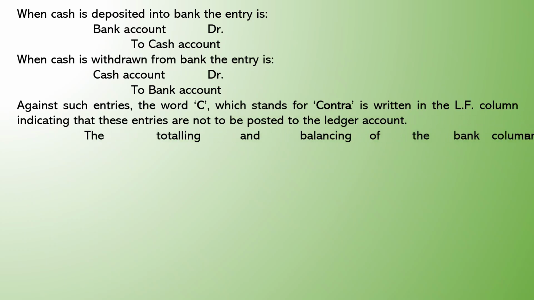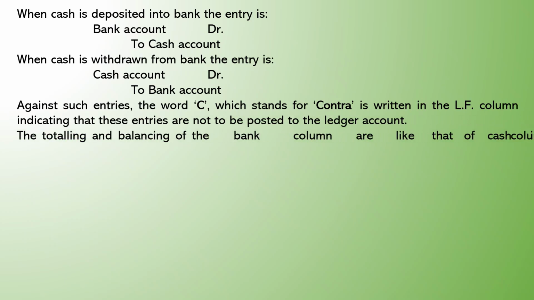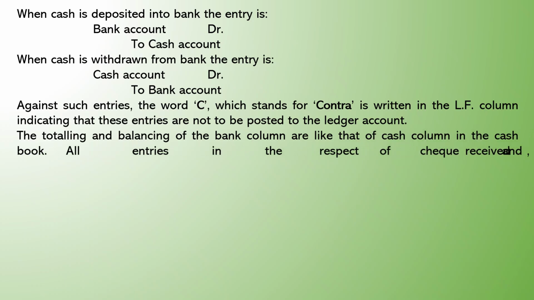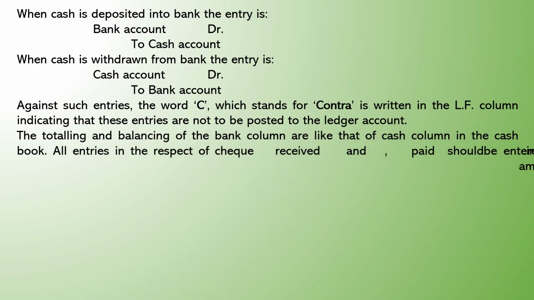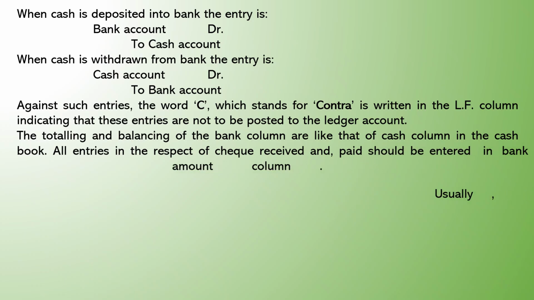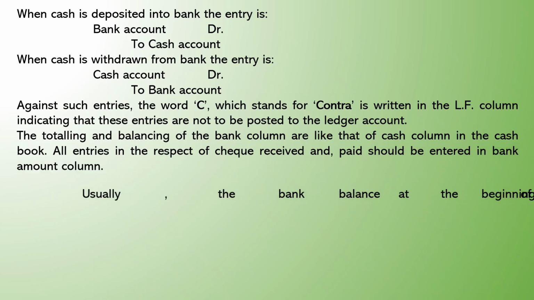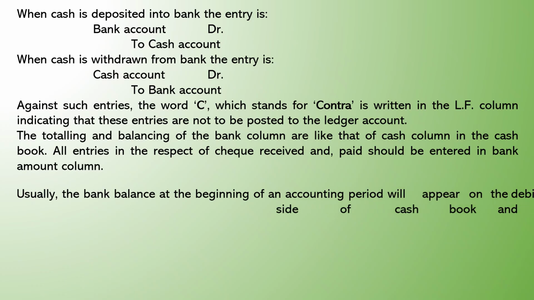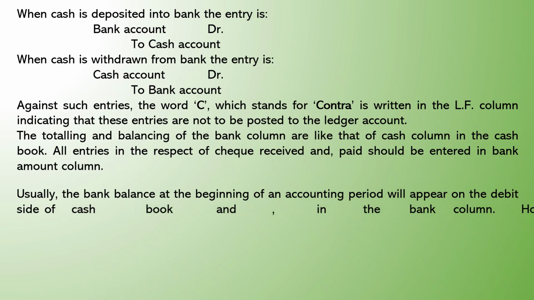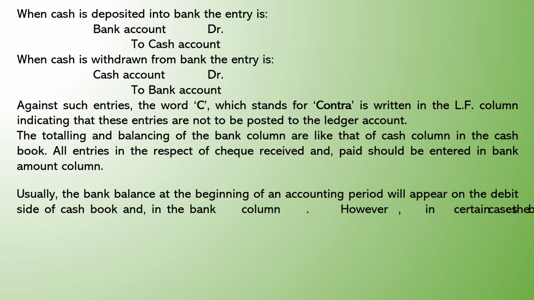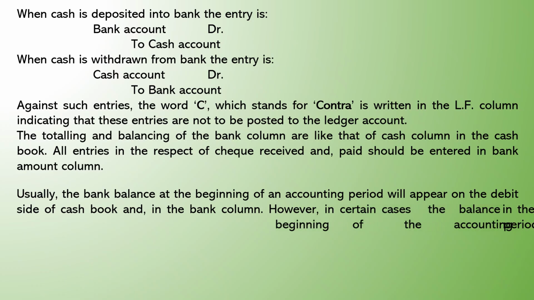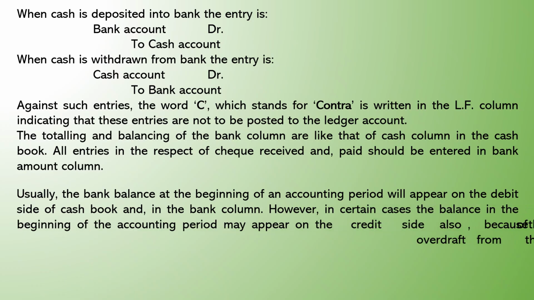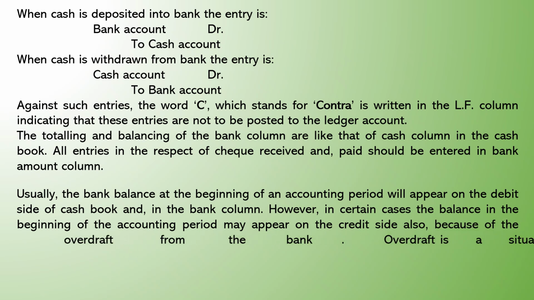The totaling and balancing of the bank column are like that of cash column in the cash book. All entries in respect of checks received and paid should be entered in bank amount column. Usually, the balance at the beginning of an accounting period will appear on the debit side of cash book and in the bank column. However, in certain cases the balance in the beginning of the accounting period may appear on the credit side also, because of the overdraft from the bank.